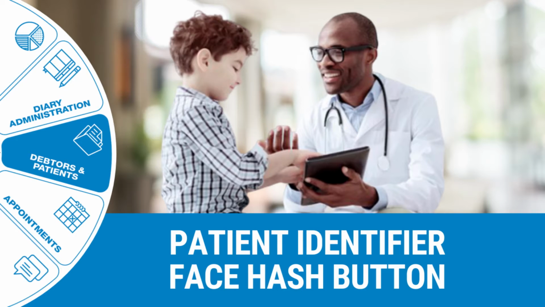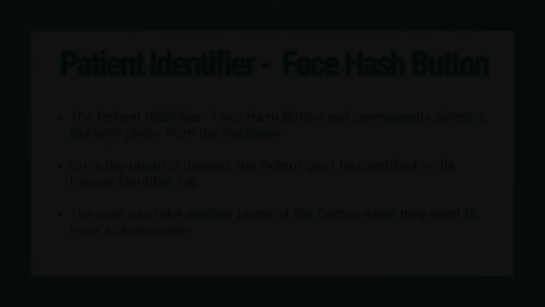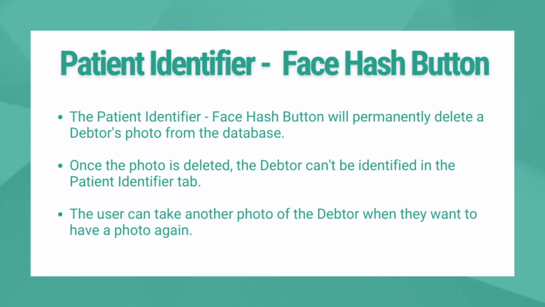The goal of this video is to show you the patient identifier face hash button. The patient identifier face hash button will permanently delete a debtor's photo from the database. Once the photo is deleted, the debtor can't be identified in the patient identifiers tab. The user can take another photo of the debtor when they want to have a photo again.